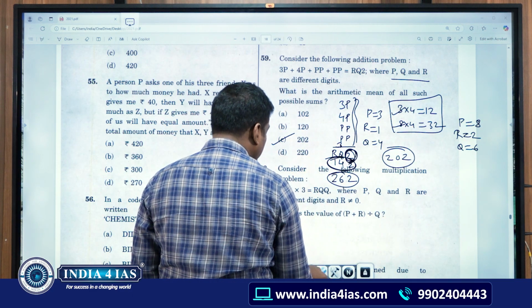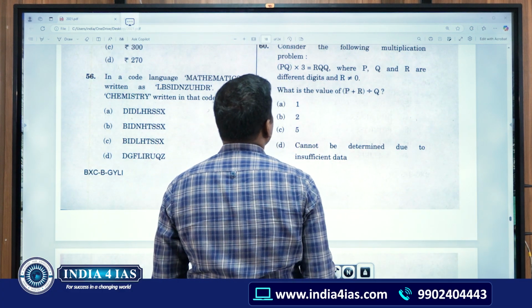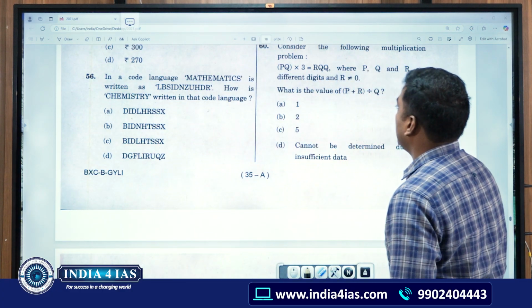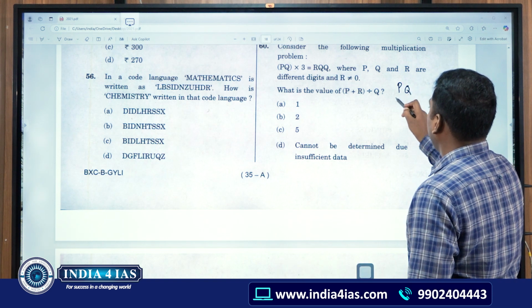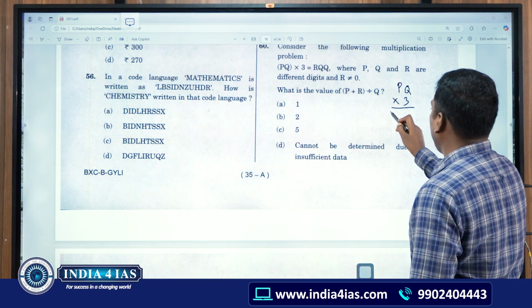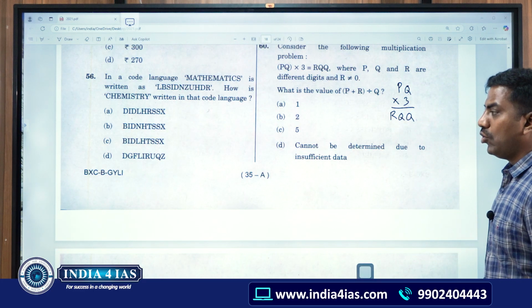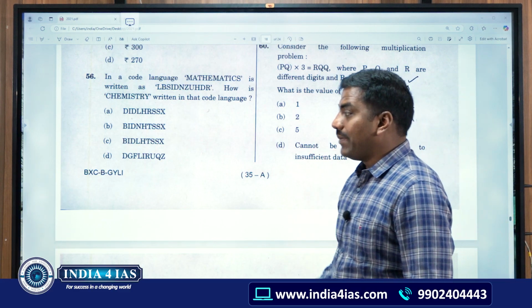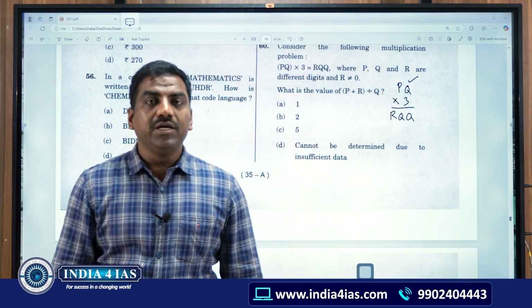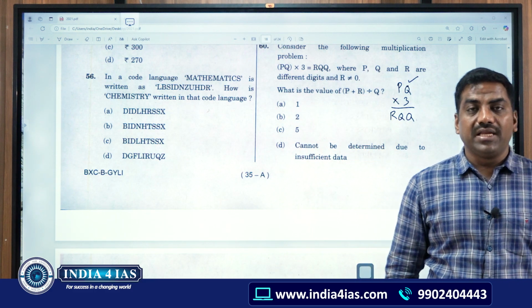Next one, kind of a similar problem. Consider the following multiplication problem. PQ into 3, it should give me RQQ. So you have to look for that Q which will give the same here. So in the tables of 3, 3 1s are 3, 3 2s are 6, 3 3s are 9, 3 4s are 12, 3 5s are 15.